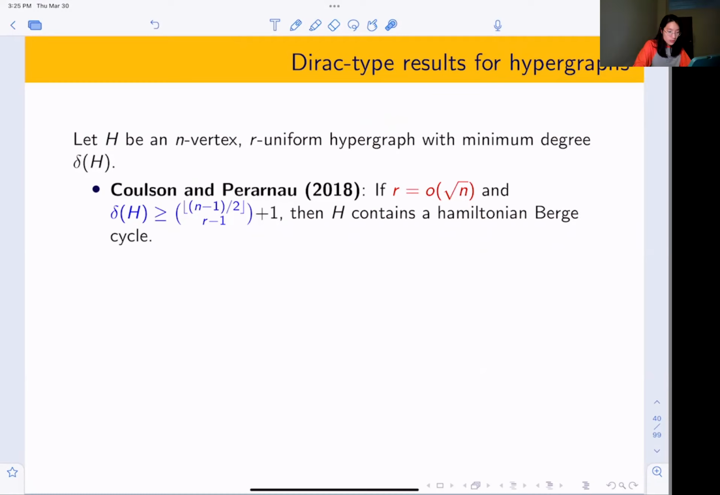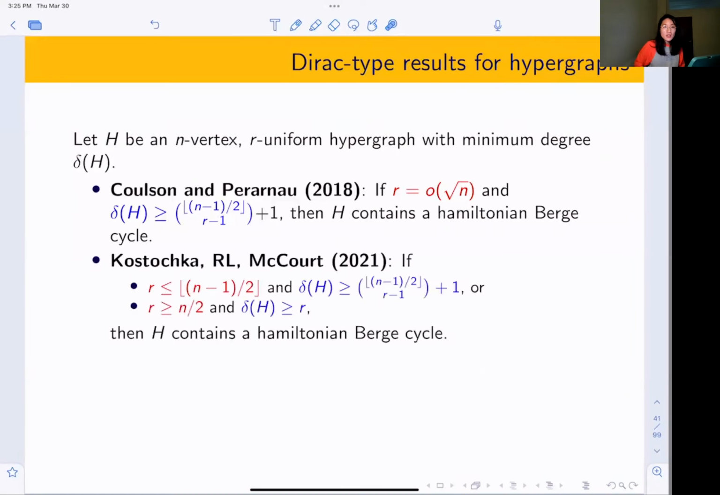Okay, so this was a really impressive result. And then we were able to extend this by just bringing down the conditions that we need for r. So we have here now sharp results for all combinations of r and n. In particular, when r is at most roughly n over 2, then we get the same bound as the previous result. But when r is large, at least n over 2, then we get a much more modest bound for the minimum degree. We just have that it needs to be at least r.